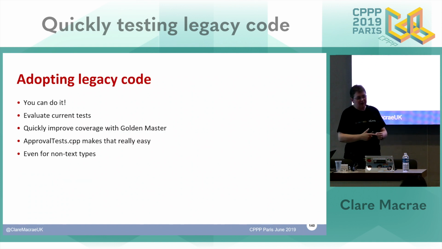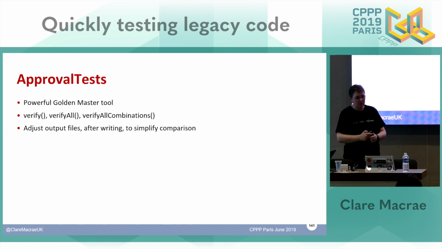So a very quick summary. The first thing I want to say, if you are adopting legacy code, is you can do it. There are really useful resources now. People are writing about some proven techniques. So start by evaluating the current tests, improve the coverage with Golden Master, and of course I recommend approval tests as one way to do that, whatever language you're working in. And it's useful even for non-text types. A quick reminder that the key methods are verify, verify all, and verify all combinations.